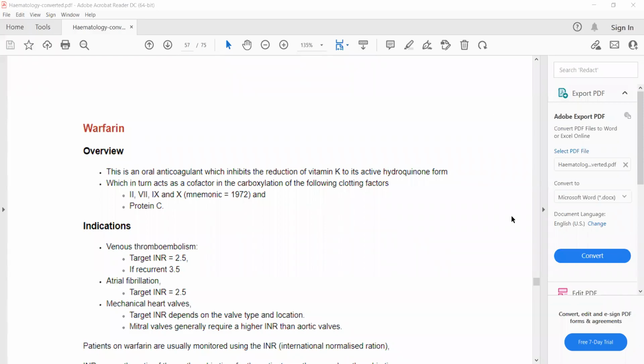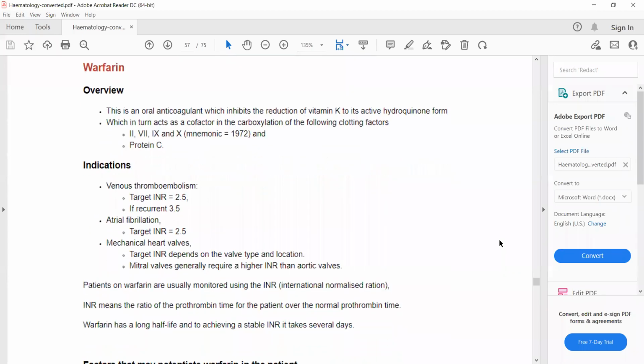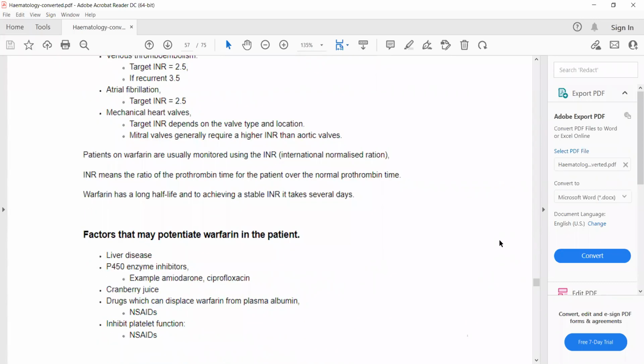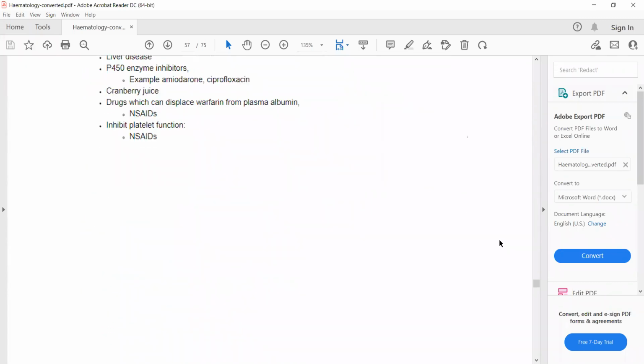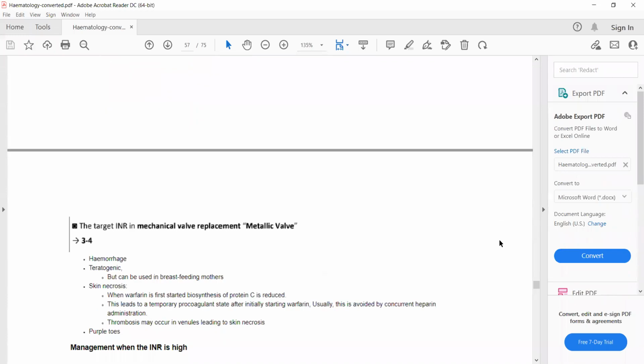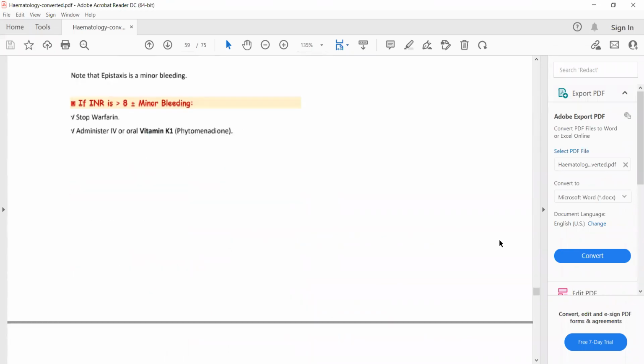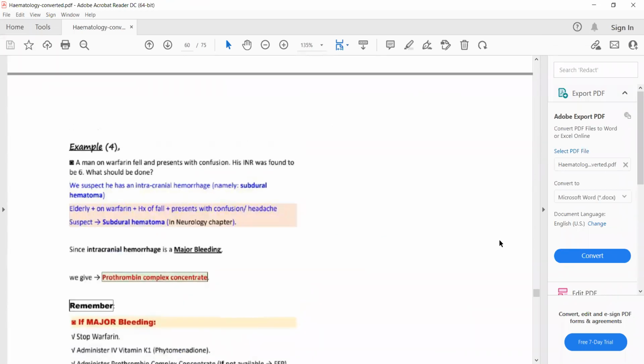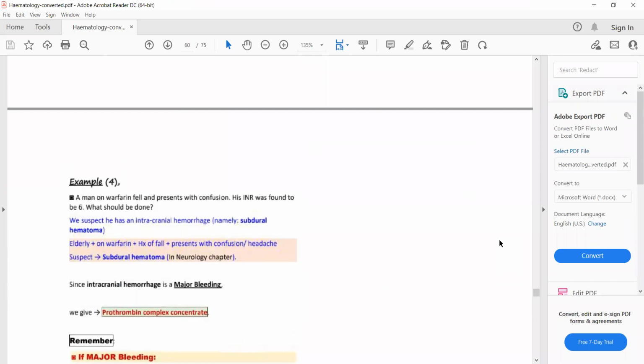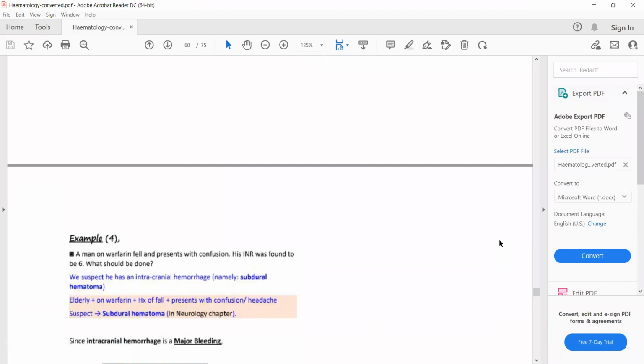So in the previous lecture, we discussed up till warfarin and the management of bleeding due to warfarin. We discussed that as well. Today, we are going to discuss. So let's do an example and then we'll start our next topic.